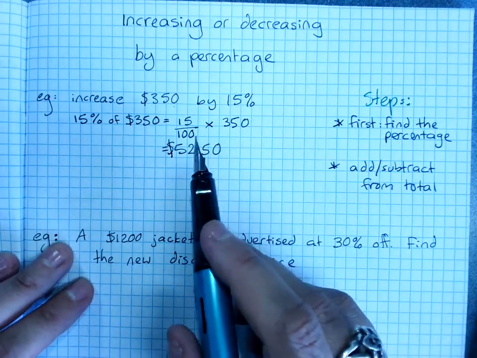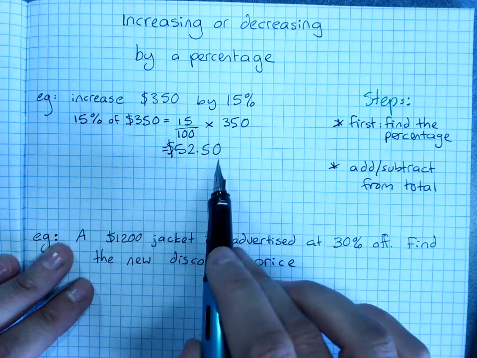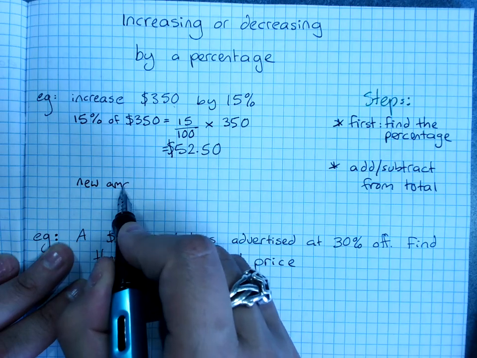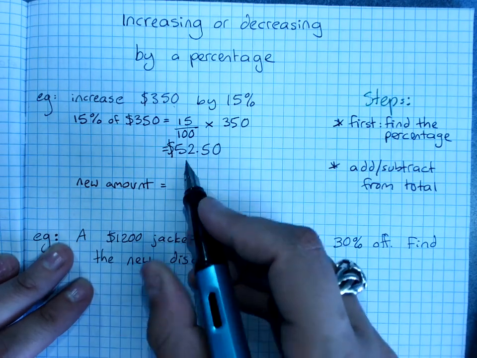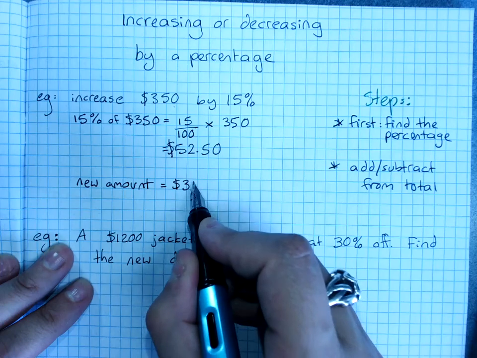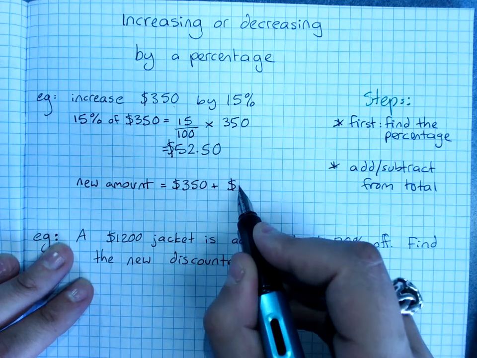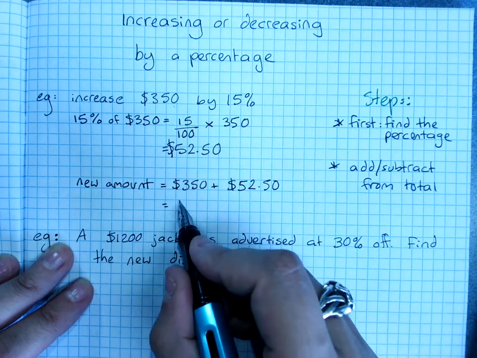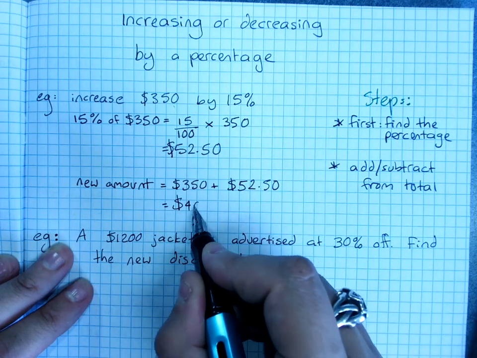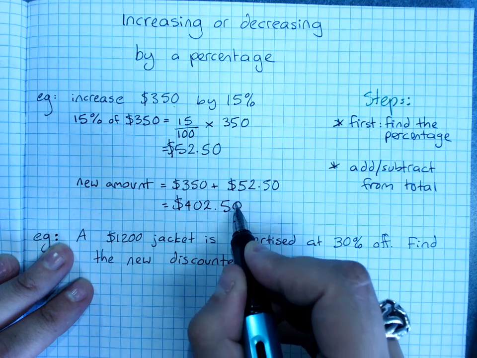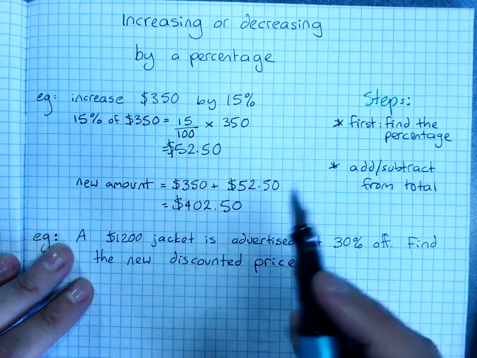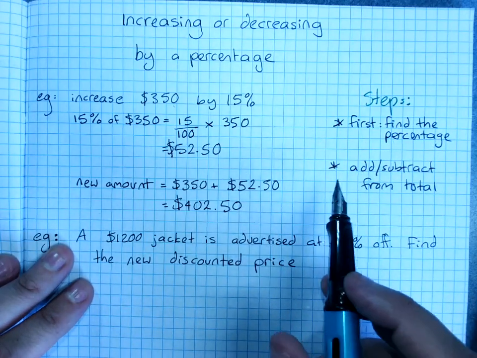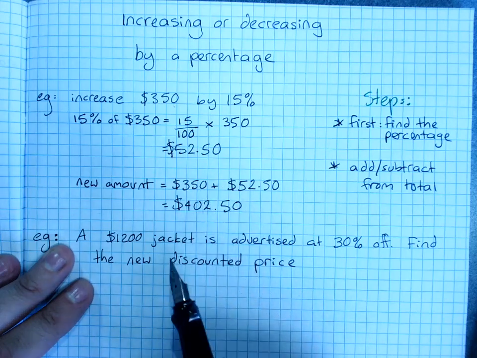Now that's not the increased amount, that's just how much it went up by. So then the new amount, so we say what we're finding is the original total plus the new amount that we're adding on. So that will be $402.50, and of course you could check that with your calculator if you wanted. So you find the percentage that I asked for. For increase, you then add it on to the original total.